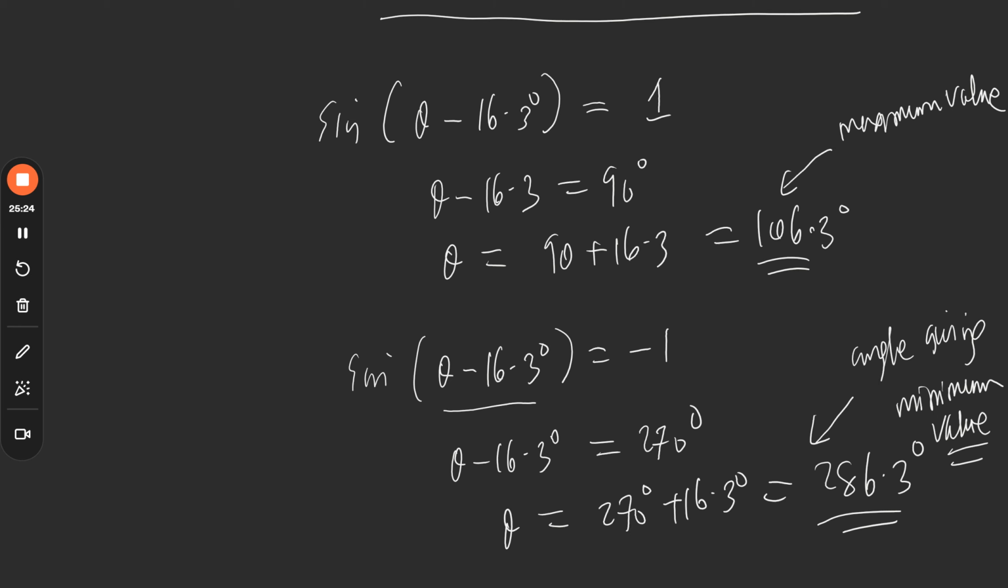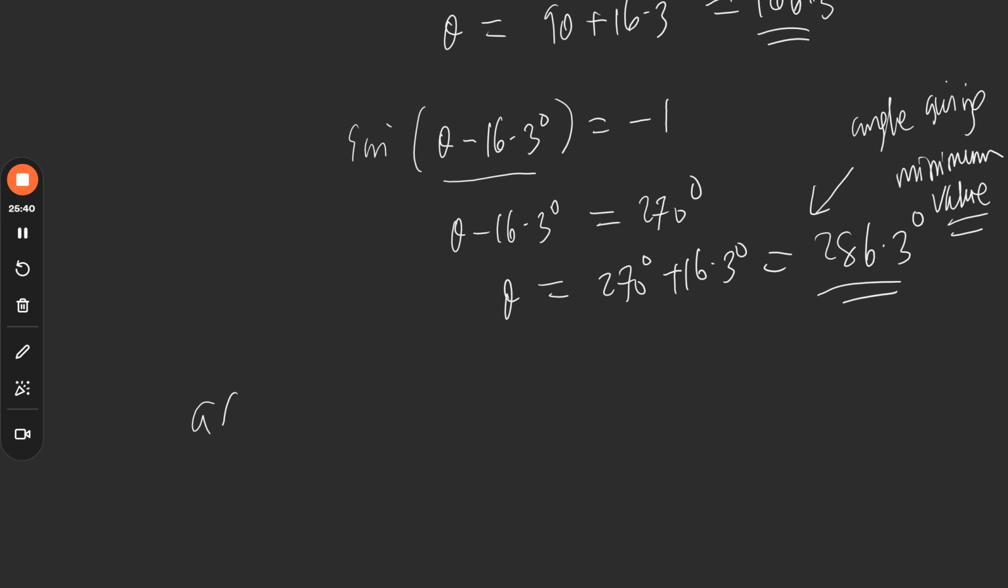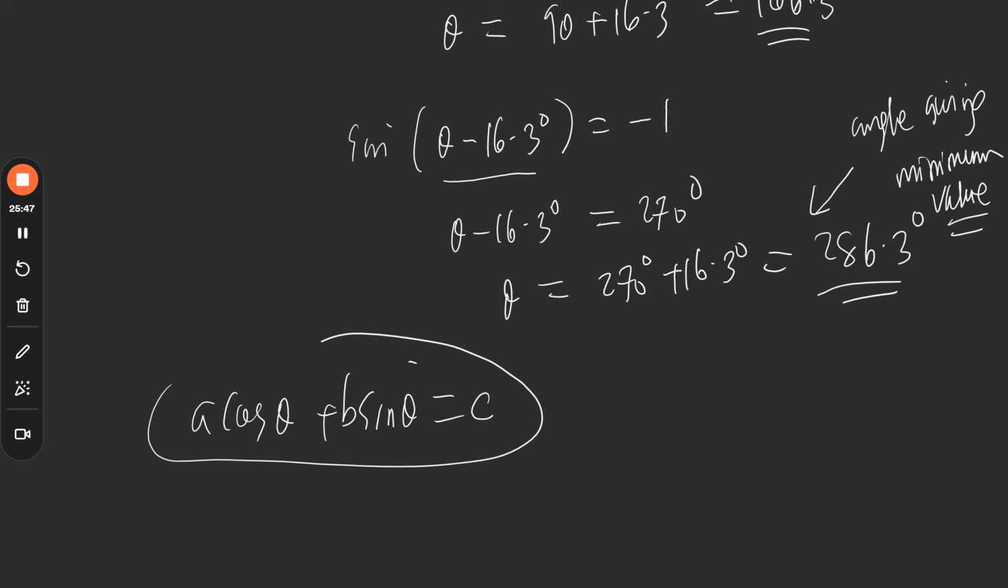So that is all regarding trigonometric equations of the form a cosine theta plus b sine theta equals c. In the coming session, we are going to solve some other questions related to this part, so that we are going to strengthen our understanding, dear students.